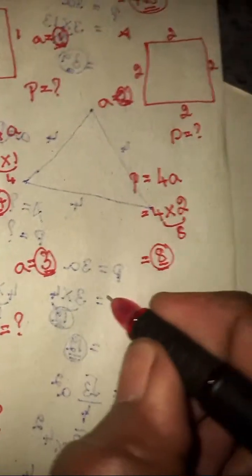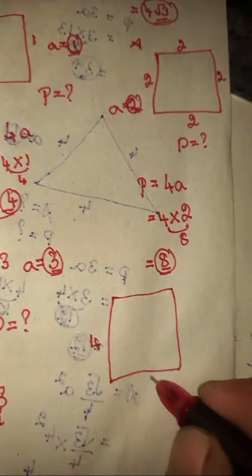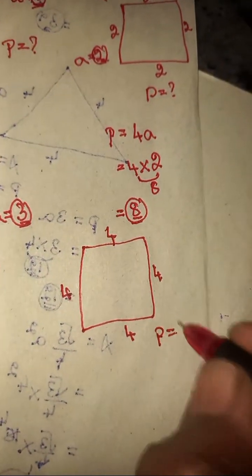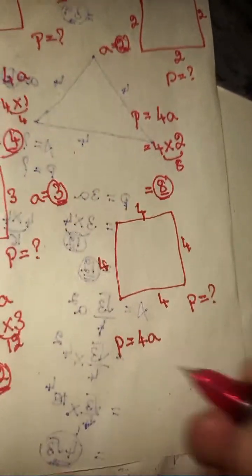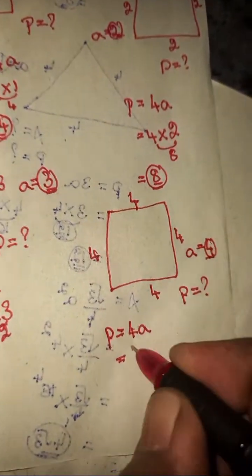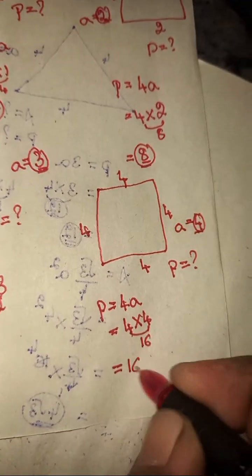Now let's take one more square. In this square, all sides are equal to 4 units. Now let's find out what's the perimeter. You can find perimeter as 4 times the side length. Here the side length is 4 units. 4 times 4 becomes 16 units. That's the perimeter of the square.